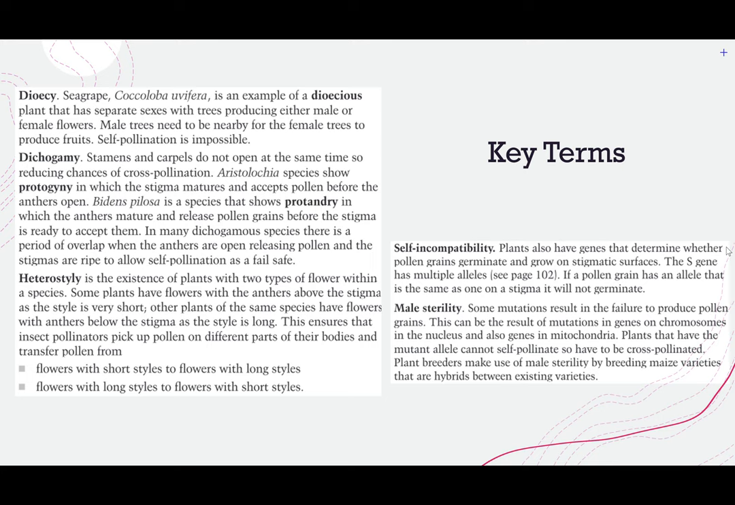And then we also have male sterility. Some mutations result in the failure to produce pollen grains, so no pollen grains are produced.